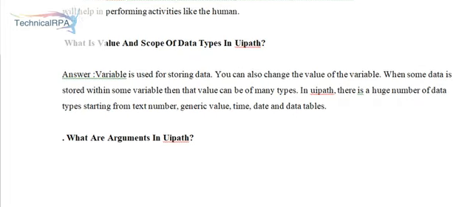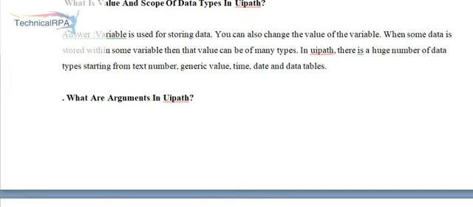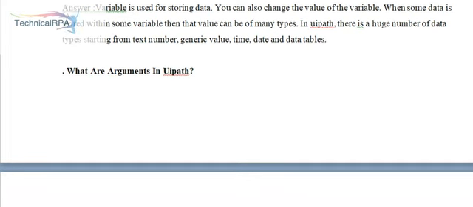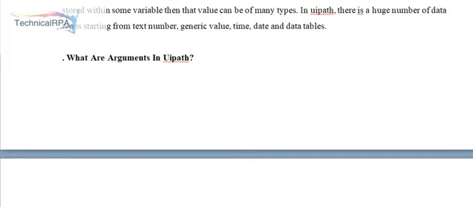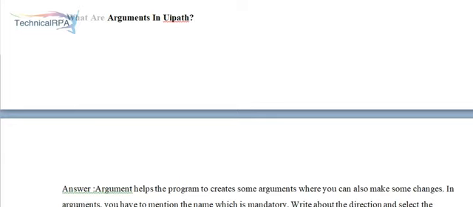What is the value and scope of data types in UiPath? Answer: A variable is used for storing data. You can also change the value of the variable. When some data is stored within a variable, that value can be of many types. In UiPath, there is a huge number of data types, starting from text, number, generic value, time, date, and data tables.